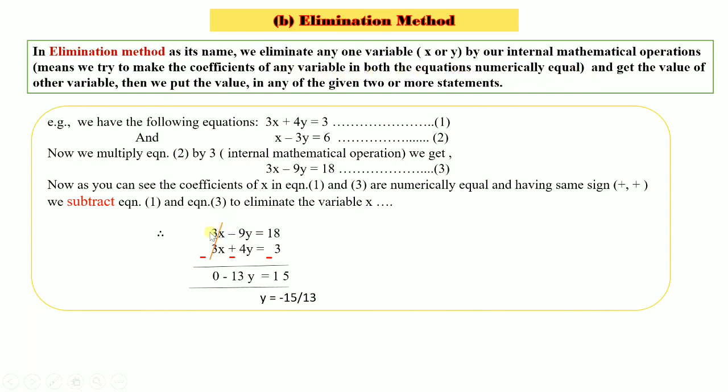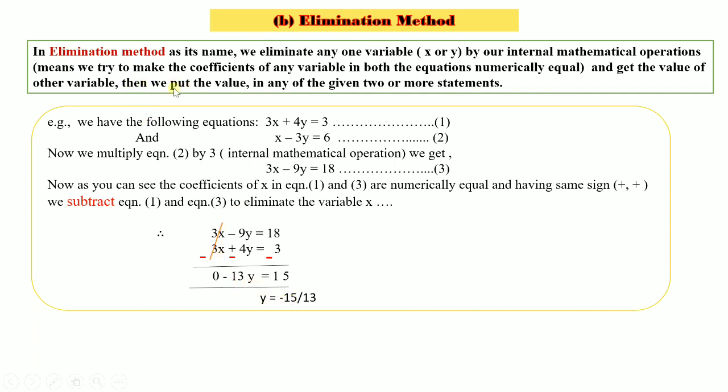So what did we do? We made the coefficient of x as 3, and we also made the coefficient of variable x in the second equation as 3. When these two are numerically the same, what did we do? We subtracted, and got the value of the other variable. Other variable means we targeted x, we eliminated x, and we got the value of y.